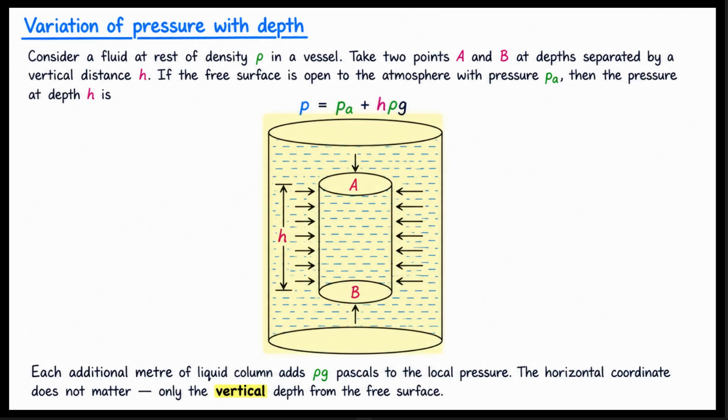Each extra meter of fluid adds rho g pascals to the local pressure. The horizontal position of the point is irrelevant. The formula only cares about the vertical distance below the free surface. Keep that point in mind because the next big idea depends on it.